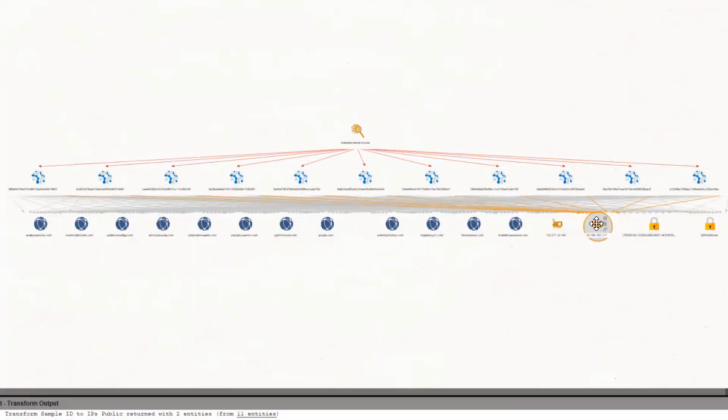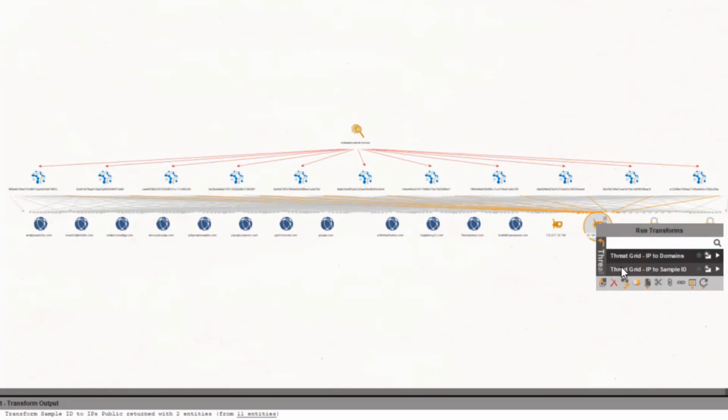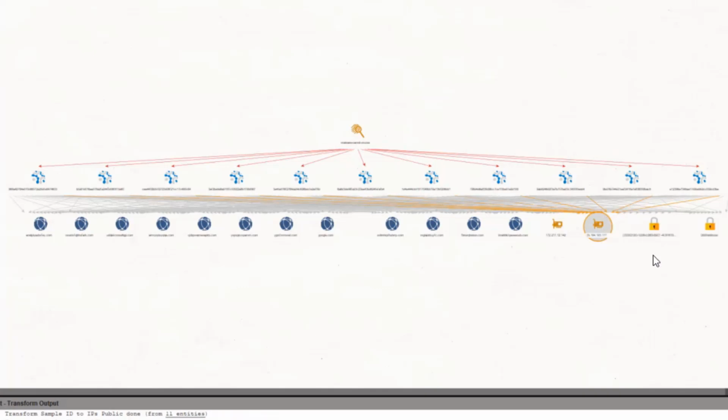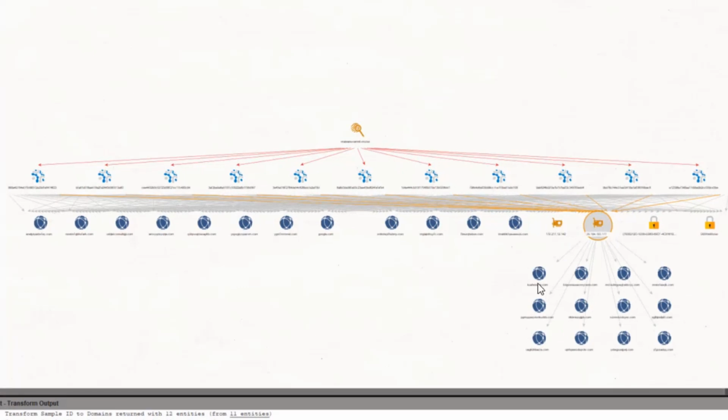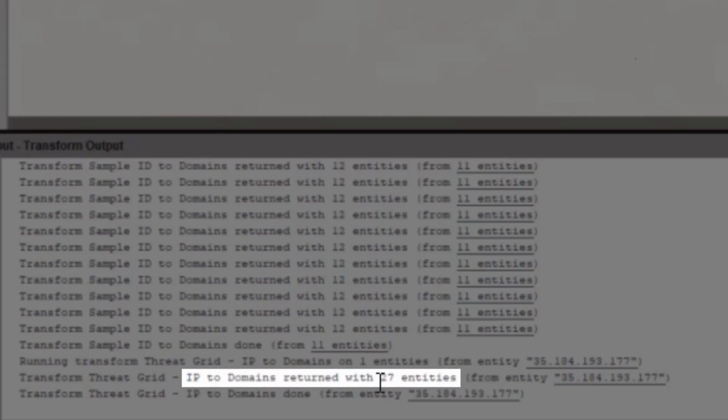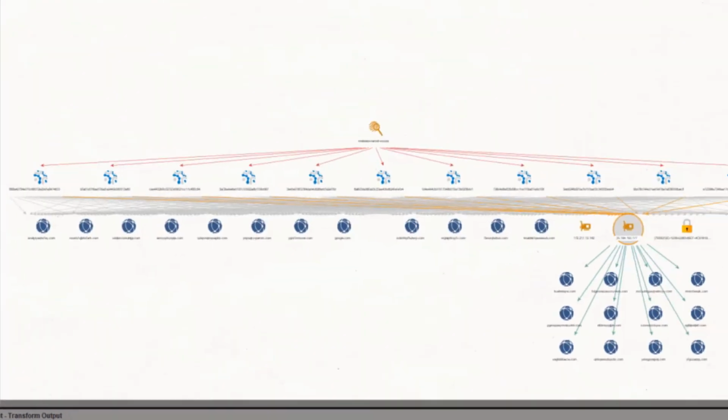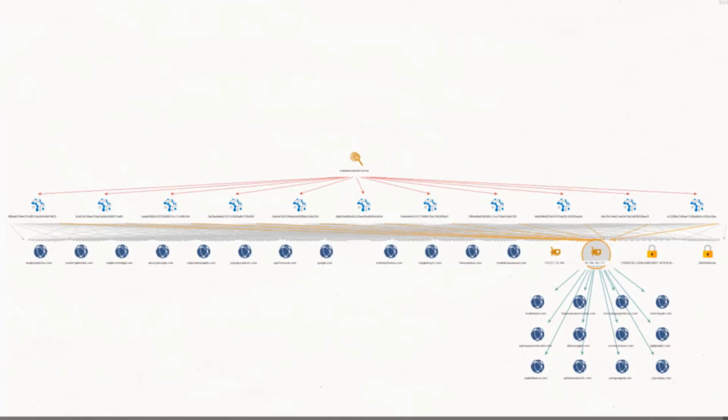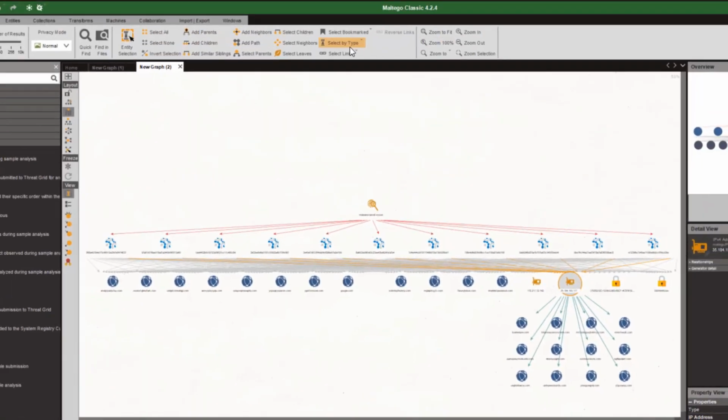I'll now check this 35.184 IP address. It gives us a couple options. We can pull more samples, or we can go to IP to domain. So this will show what domains ThreatGrid has associated with this IP address. Let's go ahead and run that transform. We get a handful more of domains. If we look down at the bottom, this says that this returned with 27 entities, but again, we're limited to just 12 results, which is why we're limited to just the few that we got back.